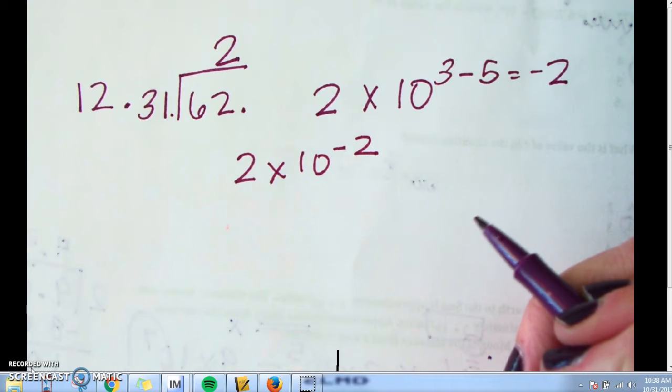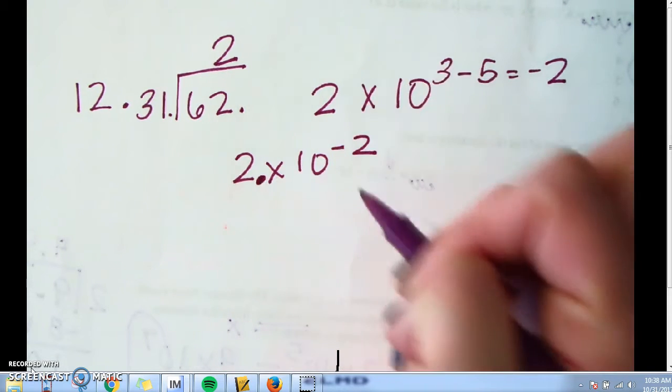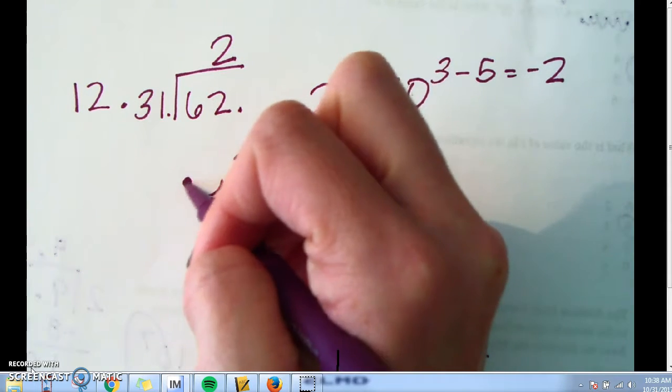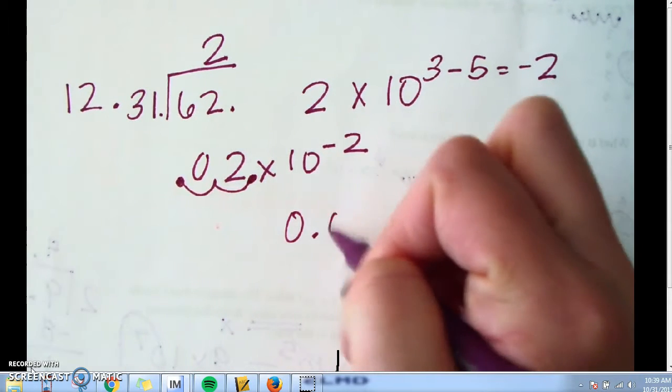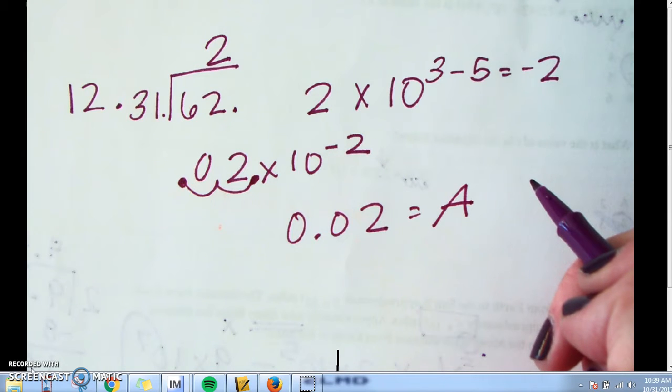All my answer choices are in standard form, so to convert that to standard form, my decimal is here, and I need to move it 2 spaces to the left. So your answer is choice A, which is 2/100.